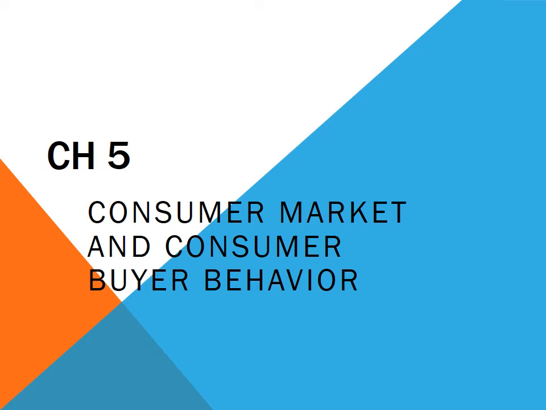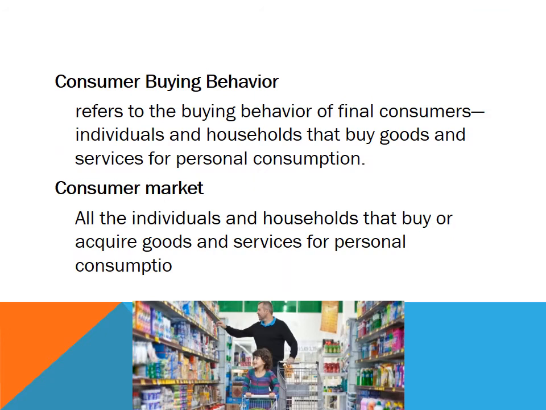Okay, we are now going to explain more on chapter 5. The topic of chapter 5 is about consumer market and consumer buying behavior. Before we go further to explain more about the consumer market, buying behavior, and then several stimuli response about the consumer market, we have to understand first what is consumer market.